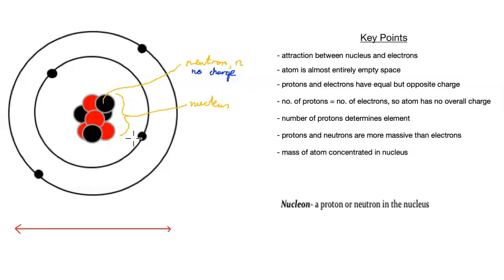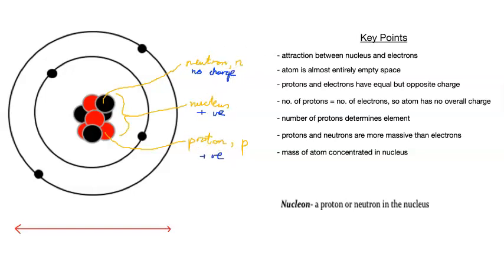The second particle in the nucleus are protons, which are represented by these red dots. And protons, similar to neutrons, are represented by the letter P. And protons have a positive charge. What this means is that the nucleus will overall have a positive charge, since it's made up of particles which have a positive charge and also particles which have no charge.